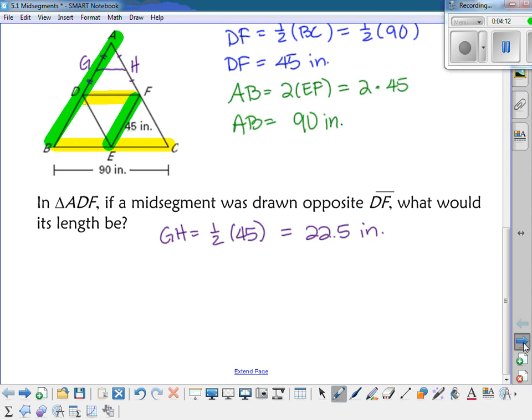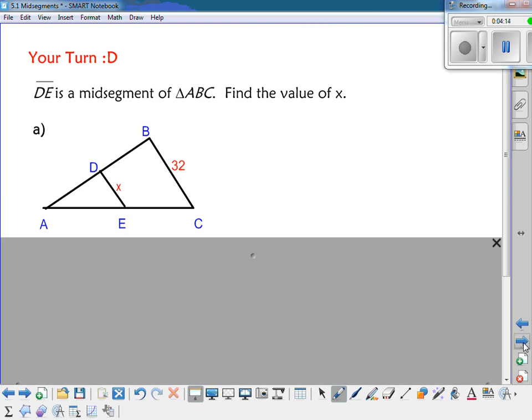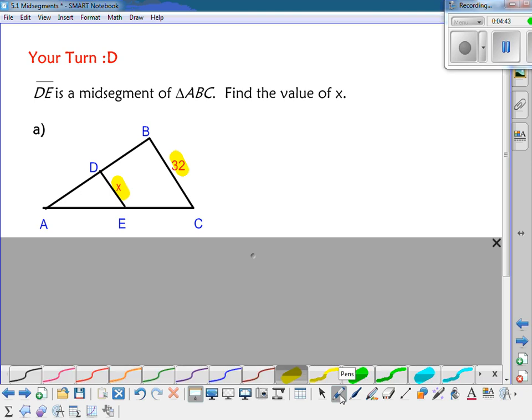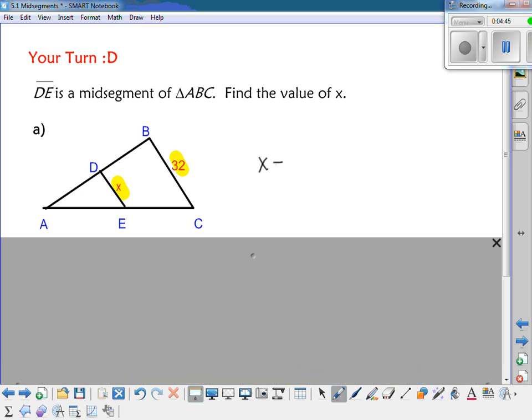So on this next slide, I have some for you to try on your own. First of all, we have DE as a midsegment of triangle ABC. We're going to find the value of x on each of these. So for letter A, pause the video if you need to. Okay, so because this is 32 and x is the length of the midsegment, I know that it has to be half of 32, so in this case, x would equal 16.